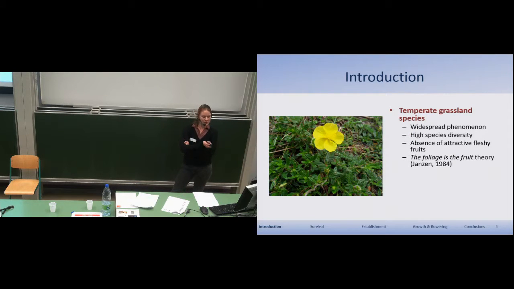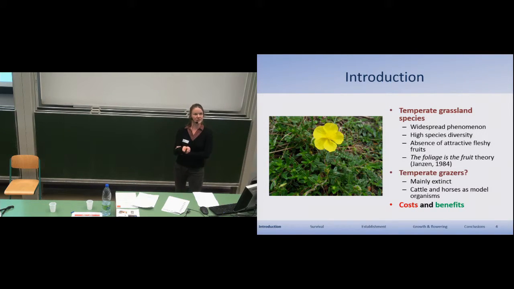So I was mainly interested in temperate grassland species because endozoochory is here a widespread phenomenon, as we find many plant species germinating in dung. And this is also a very hidden process because those seeds don't seem to have very apparent adaptations to this dispersal mechanism. They don't have fleshy fruits, for example, to attract animals. And in the foliage-as-fruit theory, it is postulated that not the fruits itself attract the animals, but rather the plants that are very tasty and highly nutritive attract animals, and they just accidentally also ingest seeds.